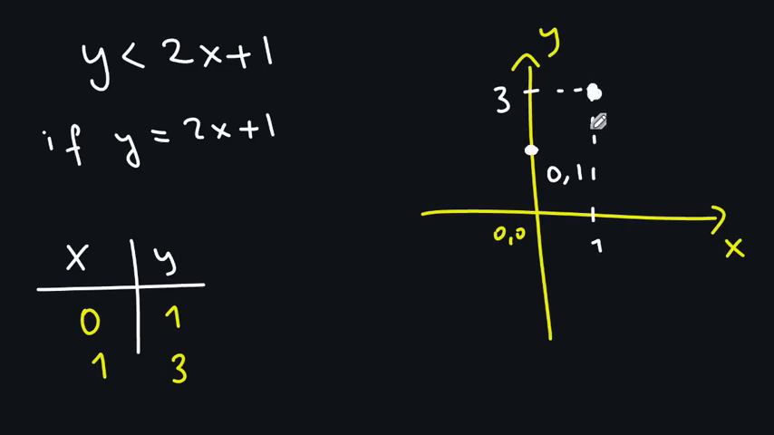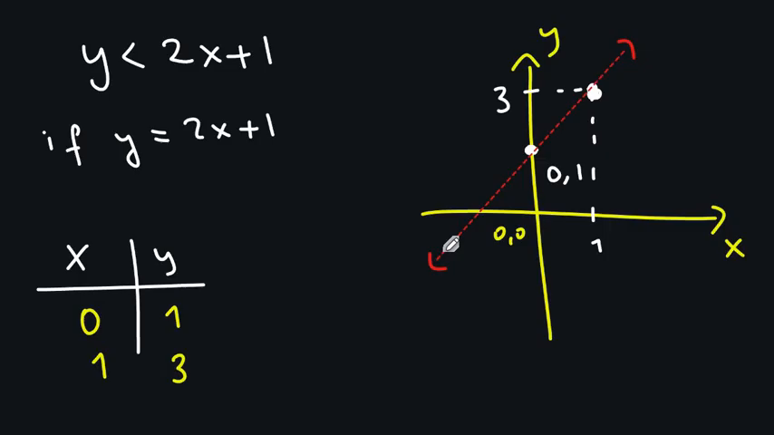Okay, so what I will do is connect the points with a dashed line. Why is that? It's less than, so it's not going to be a solid line, it will be a dashed line. So let's do that. Let's remember again, a dashed line means the points on the line are not part of the solution, they are not included in the solution. So that was the second step.